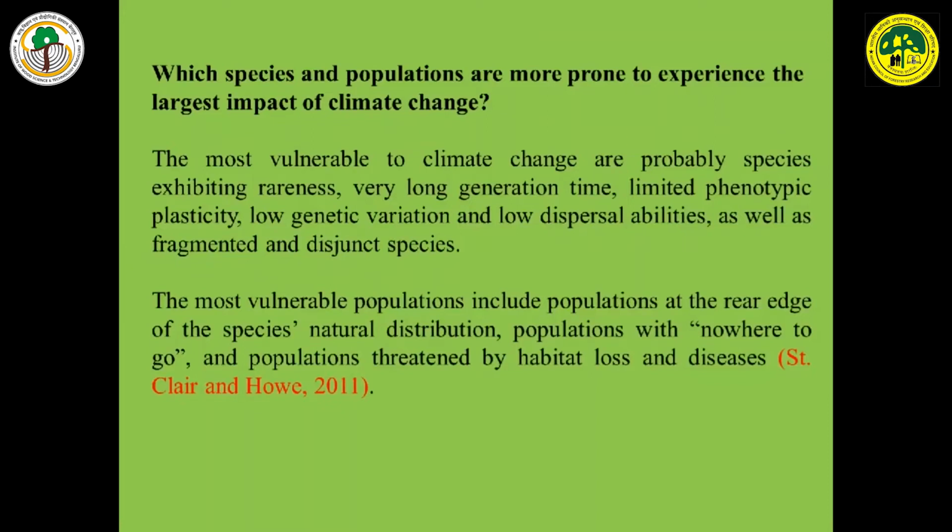The most vulnerable to climate change are probably species exhibiting rareness, very long generation time, limited phenotypic plasticity, low genotypic variation, and low dispersal abilities, as well as fragmented and disjunct species. The most vulnerable populations include populations at the rear edge of the species' natural distribution, populations with nowhere to go, and populations threatened by habitat loss and diseases.